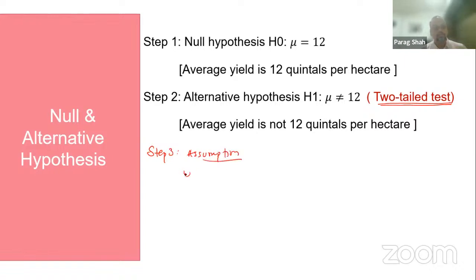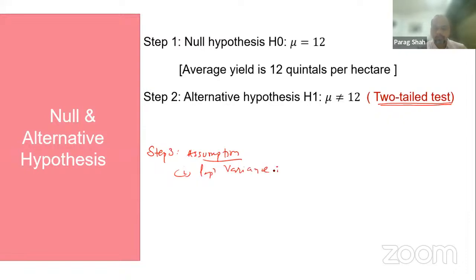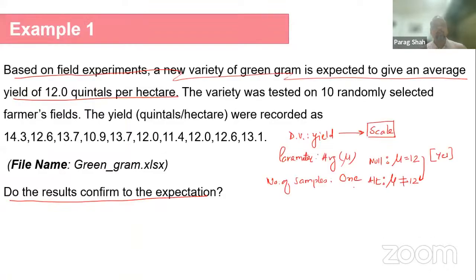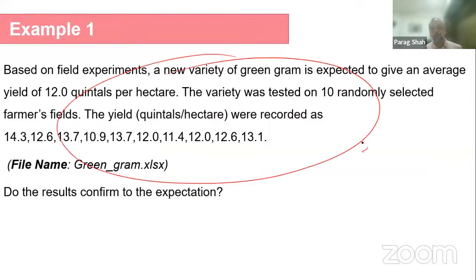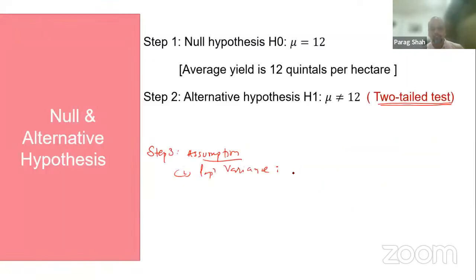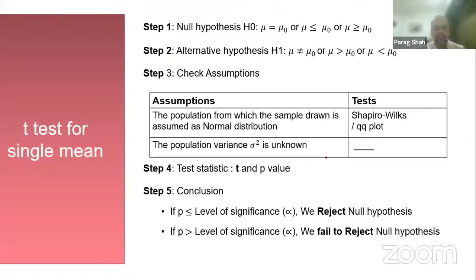There were two assumptions. Suppose I start with the first one, population variance. Read the question. Is population variance given over here in the whole sum, in the whole data? No. If population variance is not given, Z test is out of the picture. So that is why here in assumption, we'll say population variance unknown. So this assumption has been checked.